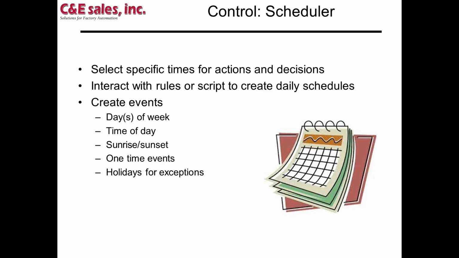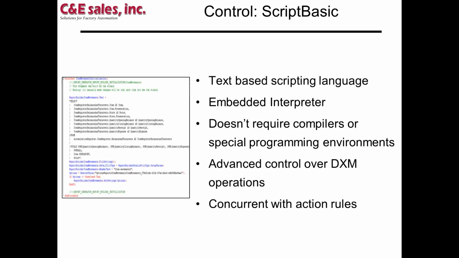Scheduler is just going to be a calendar, so you can pick out, say, at 8 a.m. Monday you're going to do something, or maybe it's Friday night at the end of the shift you turn lights off or whatever. These are just things that happen based on a given time. There's basically a calendar function: pick the time of day, pick the day of the week for things to occur. Control scripting too is a text-based scripting language that's embedded in the controller, and it runs concurrently with these action rules we talked about. It gives you a little bit of an advanced control option over some of these thresholds and actions we talked about.